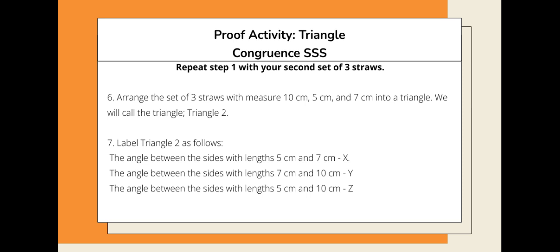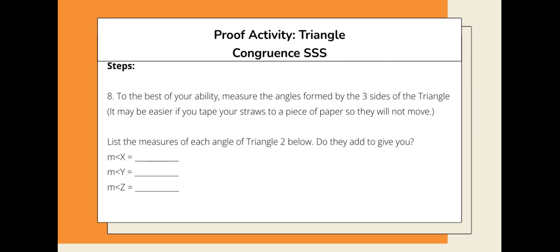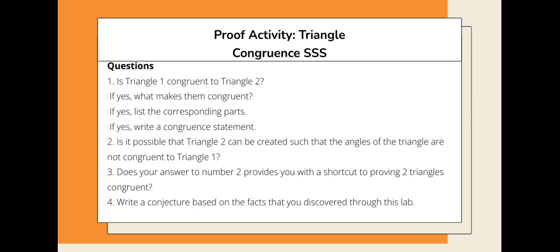The next step in the activity is very similar. The students are repeating all those steps, but with the leftover 3 straws, creating triangle 2 with the same lengths, labeling the triangle with X, Y, Z this time, so it's clear that the students are creating 2 separate triangles. They're sketching the second triangle similarly to the first one, and then using protractor to measure angles X, Y, and Z.